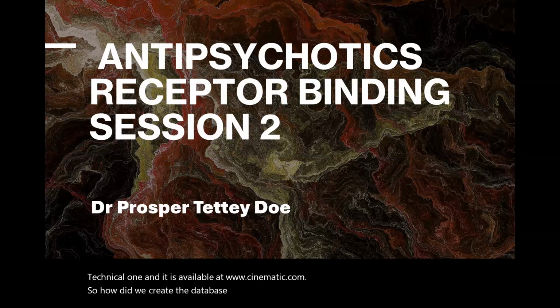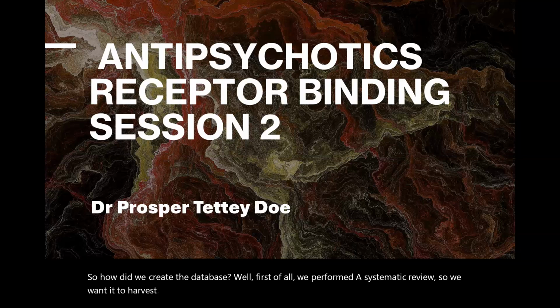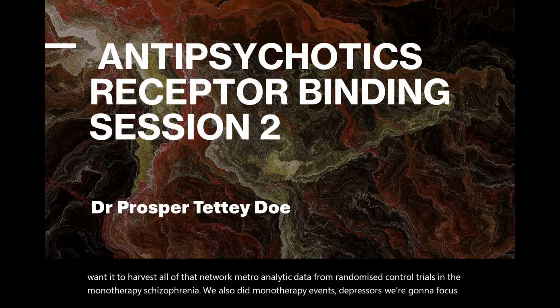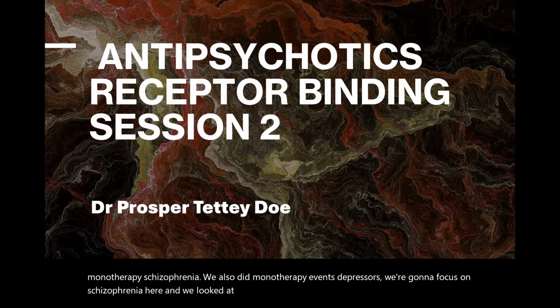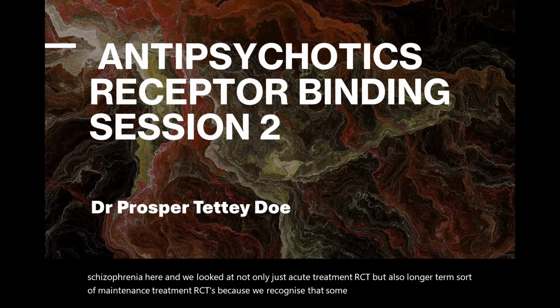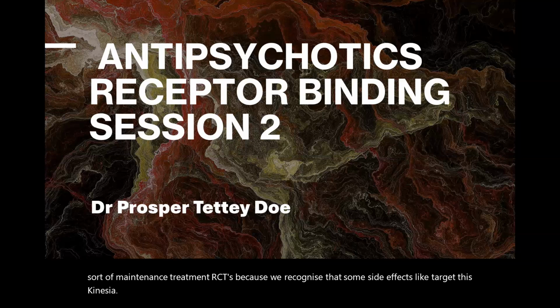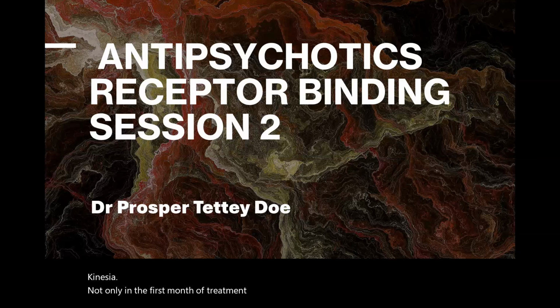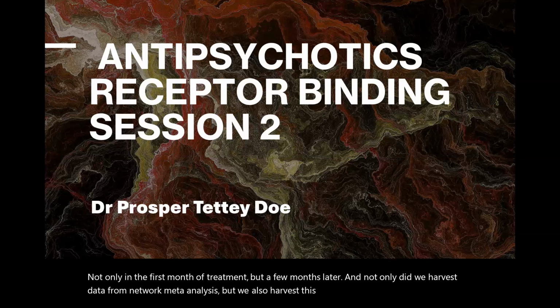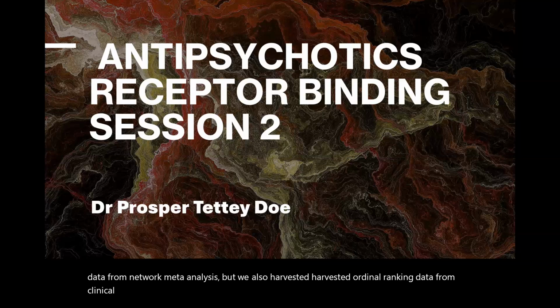Well, first of all, we performed a systematic review. So we wanted to harvest all of that network meta-analytic data from randomized controlled trials in the monotherapy of schizophrenia. We also did monotherapy of antidepressants, but we're focused on schizophrenia here. And we looked at not only acute treatment RCTs, but also longer-term maintenance treatment RCTs, because we recognize that some side effects like tardive dyskinesia, venous thromboembolism, might occur not only in the first month of treatment, but a few months later. And not only did we harvest data from network meta-analyses, but we also harvested ordinal ranking data from clinical guideline documents from across the world.